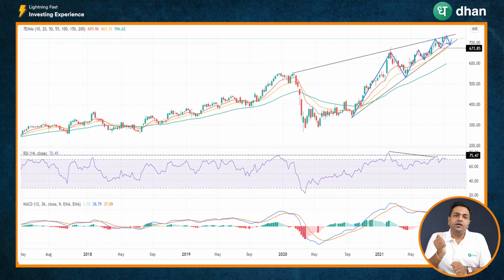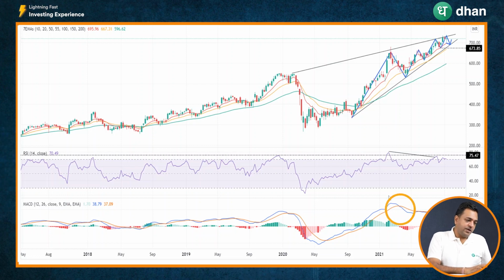And if you are a trader and this is an FNO stock, you might want to trade in futures and options, where you are allowed to short sell on the futures side, or you can buy a put option or you can sell a call option. That depends upon the strategies that you employ in your trading and investing journey.